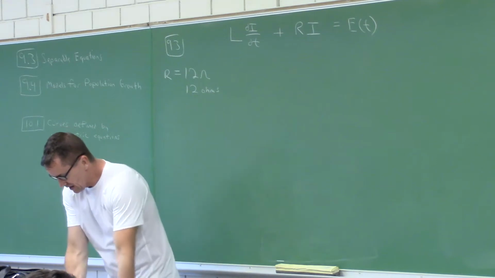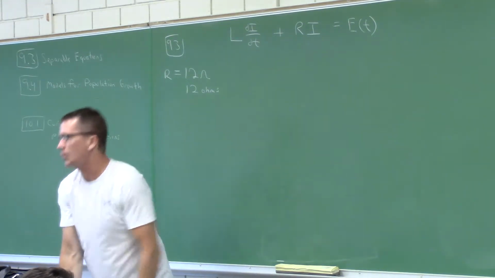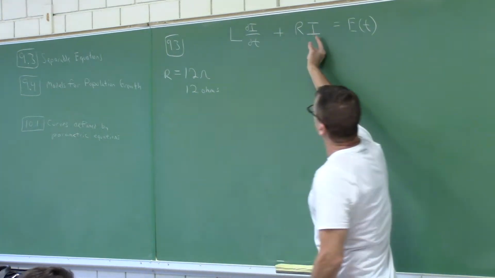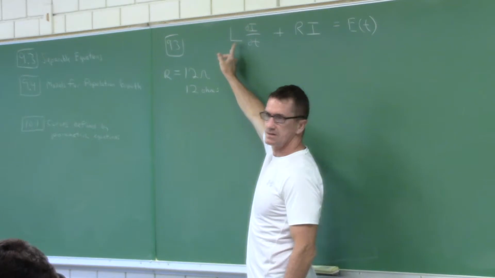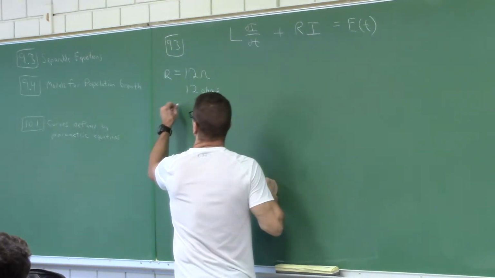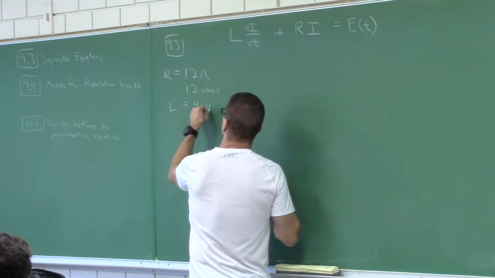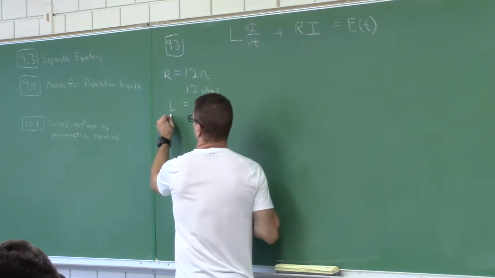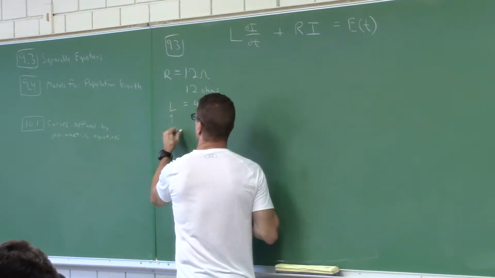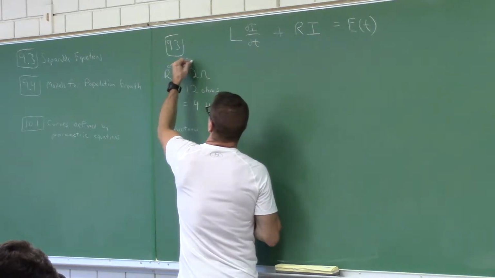What else do they give us? They give us the inductance, and the inductance is 4 henries. The letter for inductance is this capital L. So that L stands for the inductance, and the L is 4 henries. You can just put 4. I'm just going to make a note. That's the inductance. So that was the resistance.